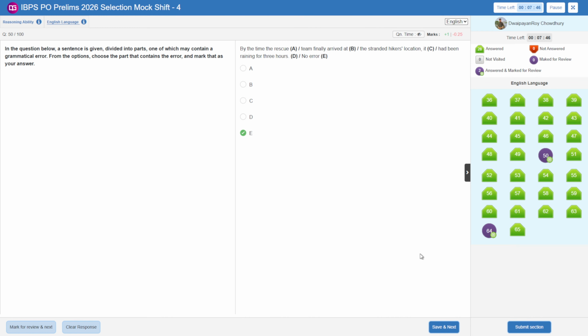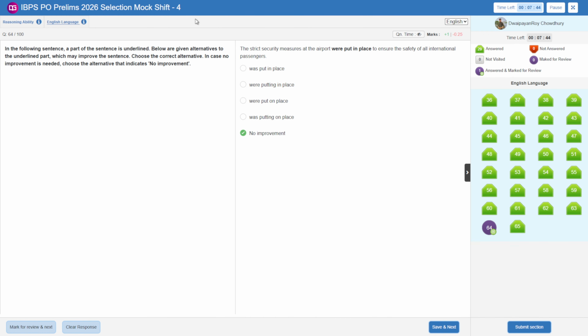It had been raining. Okay, I'll just go with no error then. The strict security measures at the airport were put in place. Put on means to wear something. So I will say put in place.